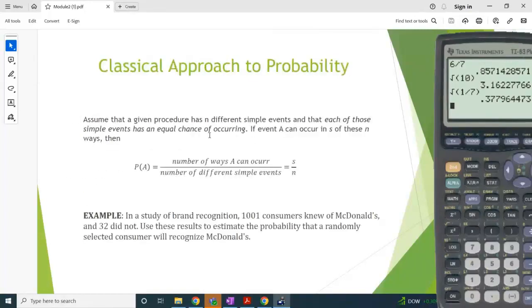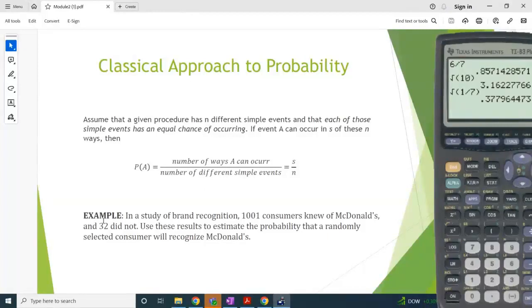The numerator is if each event A occurs in S in n ways, this is our probability. So the numerator would be the number of ways that an event can occur. That would be your part. And then the denominator would be the number of different simple events, or as far as a fraction, all of the total possible events. So we want to take the part of the events that we care about, and divide that by the total number of events.